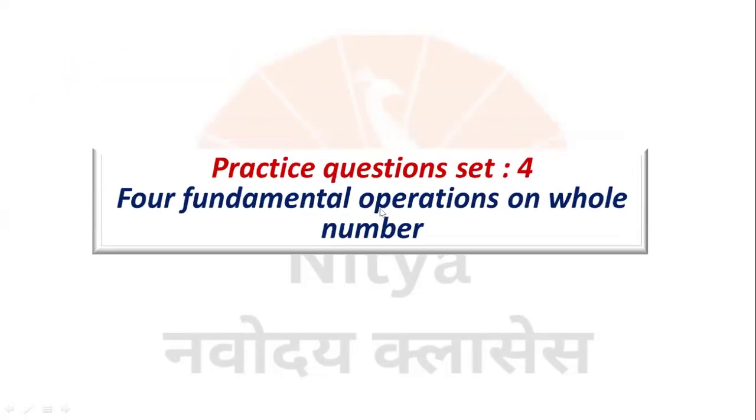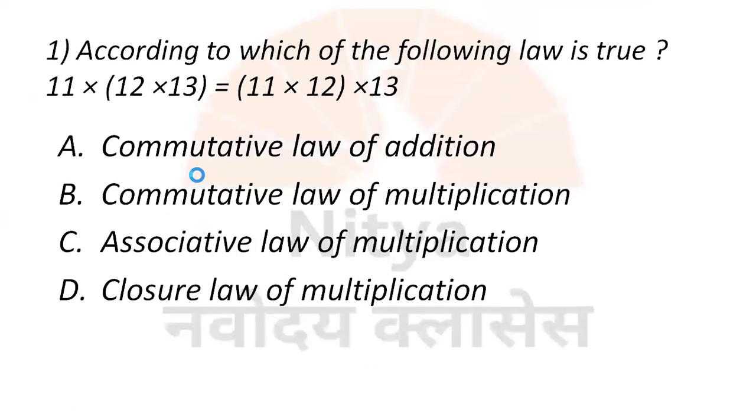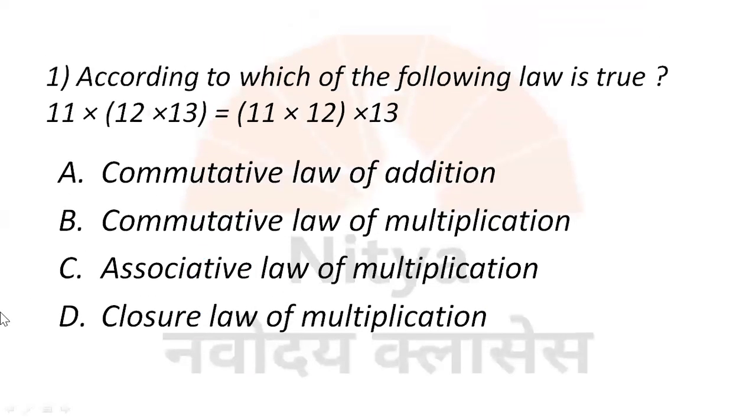In this video, we are going to solve the practice question set 4 for fundamental operations on whole numbers. Okay, so let's start. The first question is, which of the following laws is true? 11 into 12 into 13 equals 11 into 12 in the bracket multiplied by 13. So which law is true? That is the associative law of multiplication. Option C is the answer.